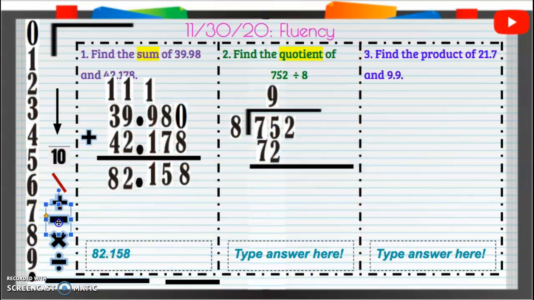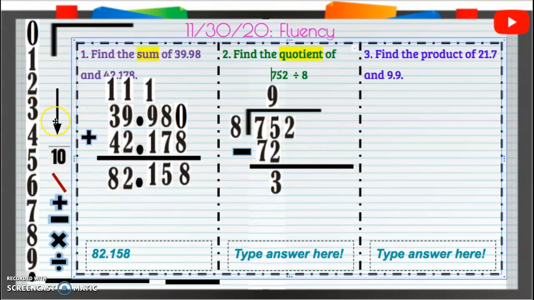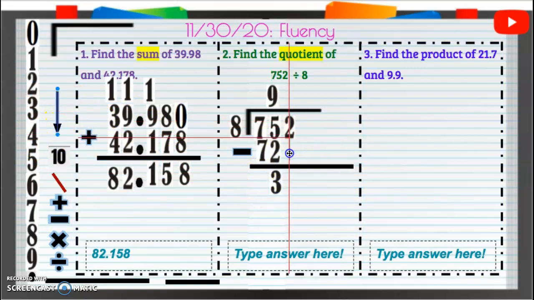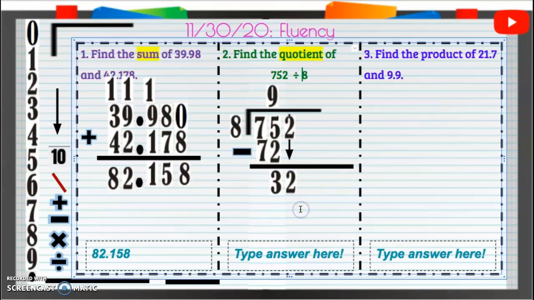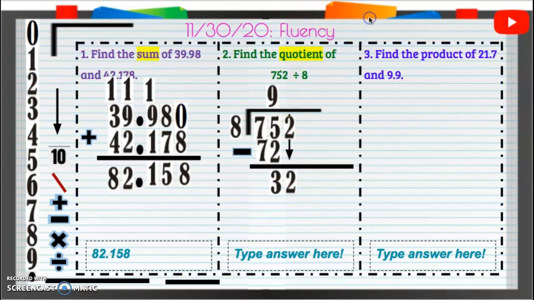All right, so now when we subtract, 5 minus 2 is going to be 3, 7 minus 7 is 0. And what do I do with that 2? I bring it down. All righty, now I have 32. How many times can 8 go into 32? Yeah, I know 8 can go into 32 four times. And guess what? 8 times 4 is 32. So then when we subtract, we get a 0.